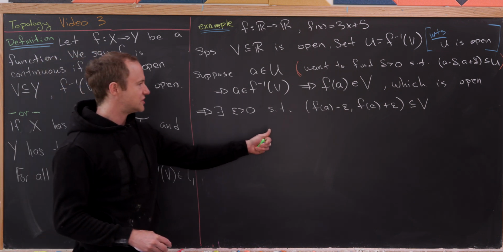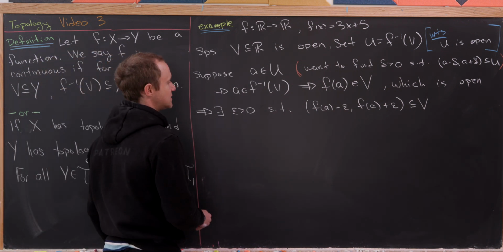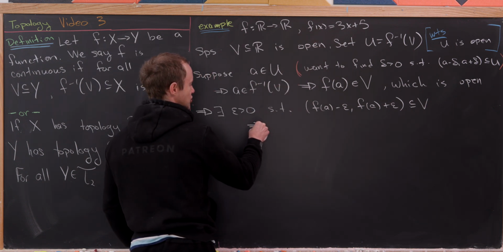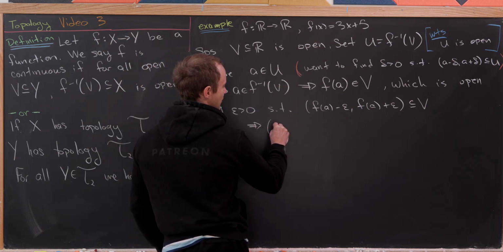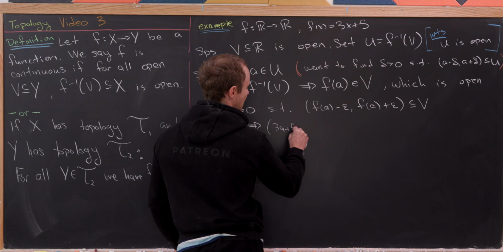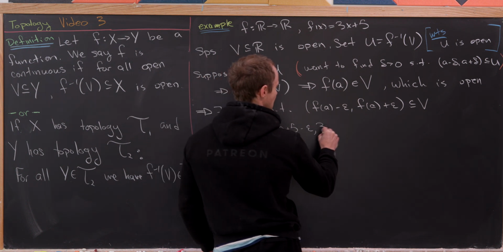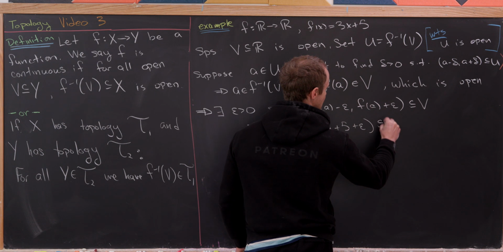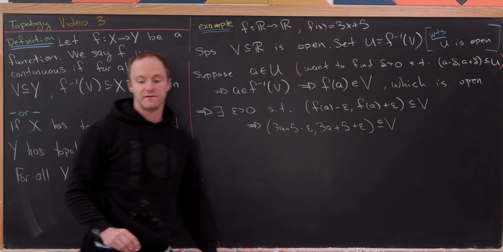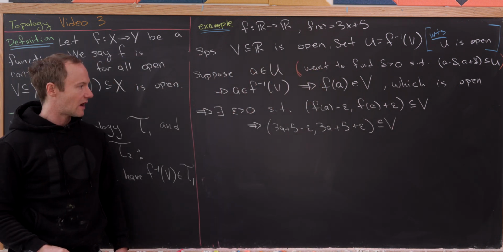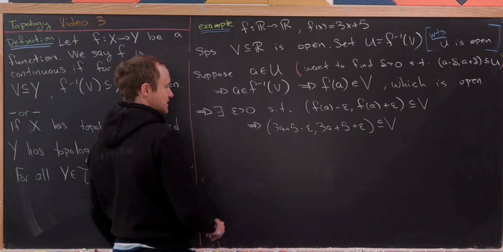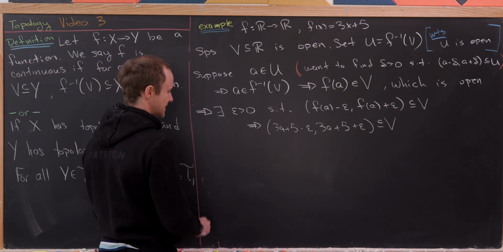So now what I'd like to do is translate this into what it really is based on the definition of the function. So that means that (3a + 5 - epsilon, 3a + 5 + epsilon) is a subset of V. But now we're going to find the pre-image of that. So how could we do this?